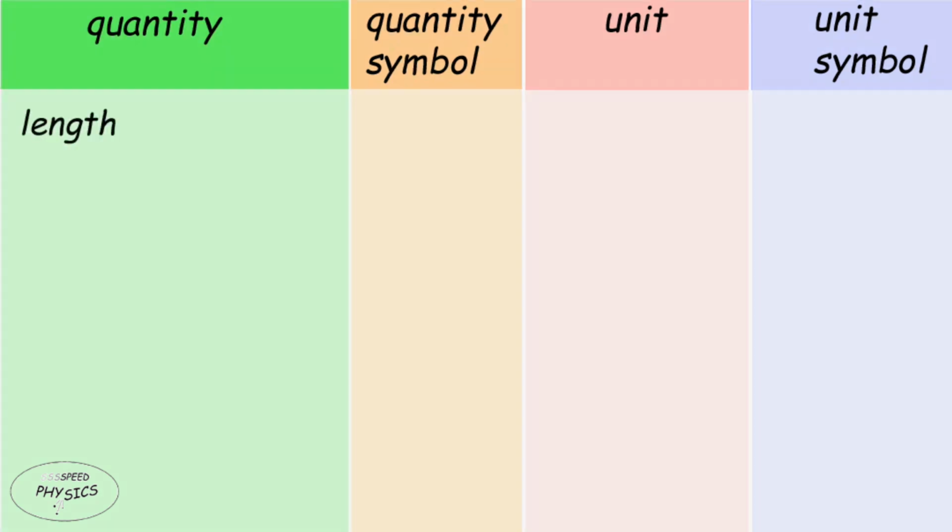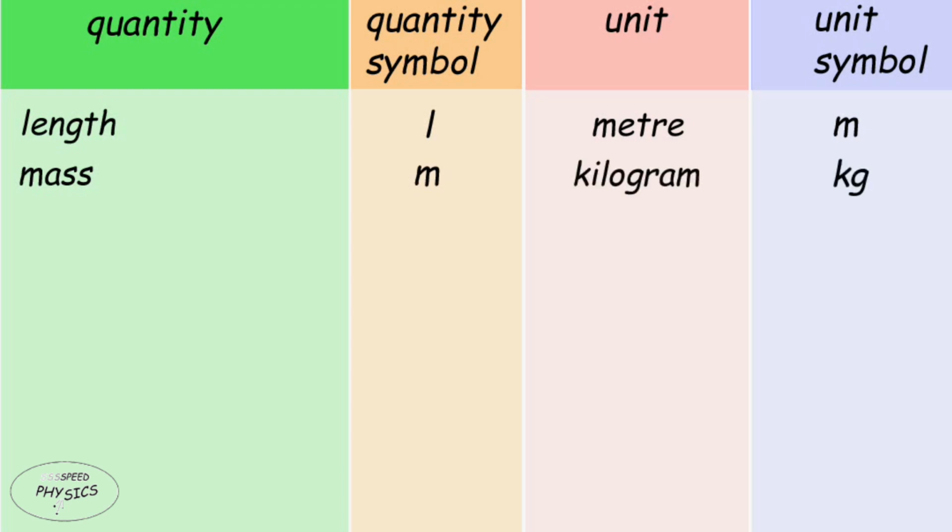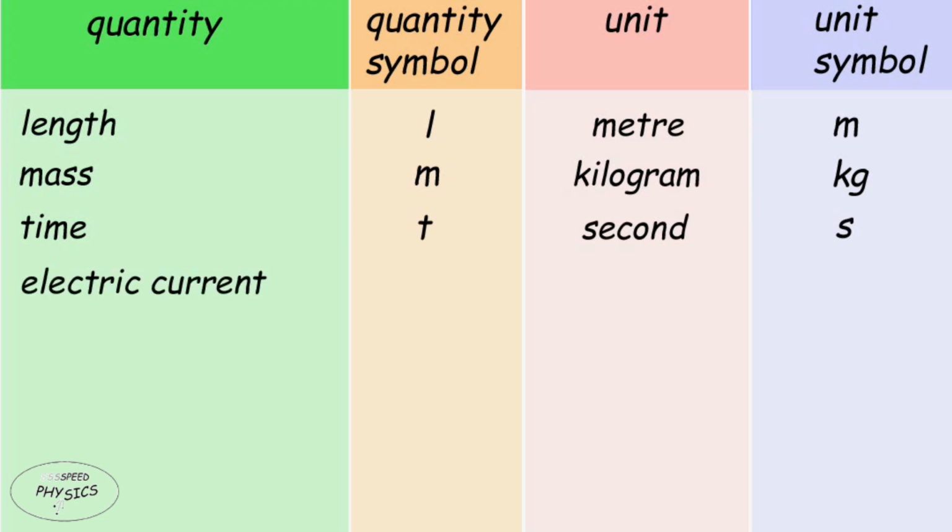Quantity length, quantity symbol L, unit metre, unit symbol m. Quantity mass, quantity symbol m, unit kilogram, unit symbol kg. Quantity time, quantity symbol t, unit second, unit symbol s. Quantity electric current, quantity symbol capital I, unit ampere, unit symbol capital A.